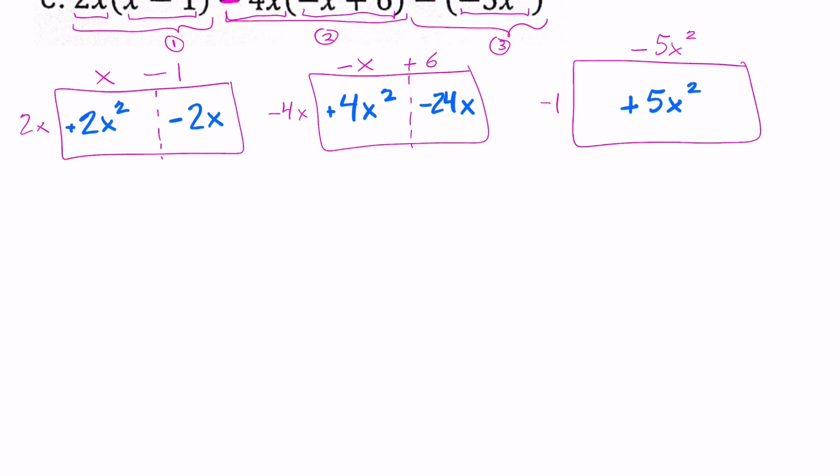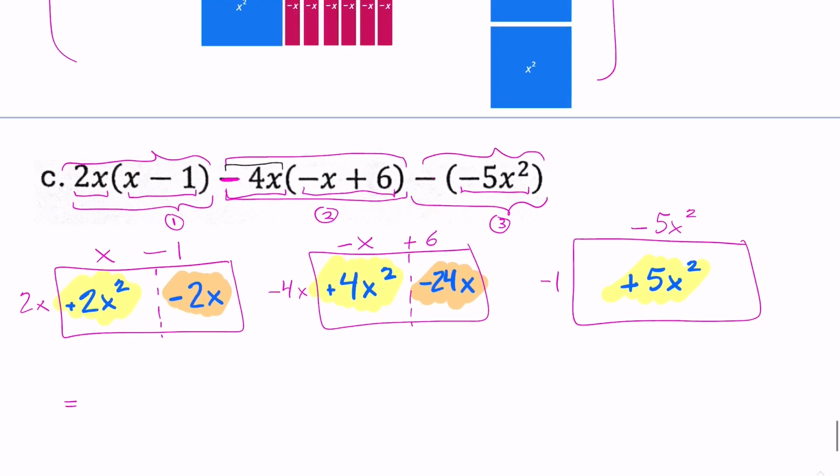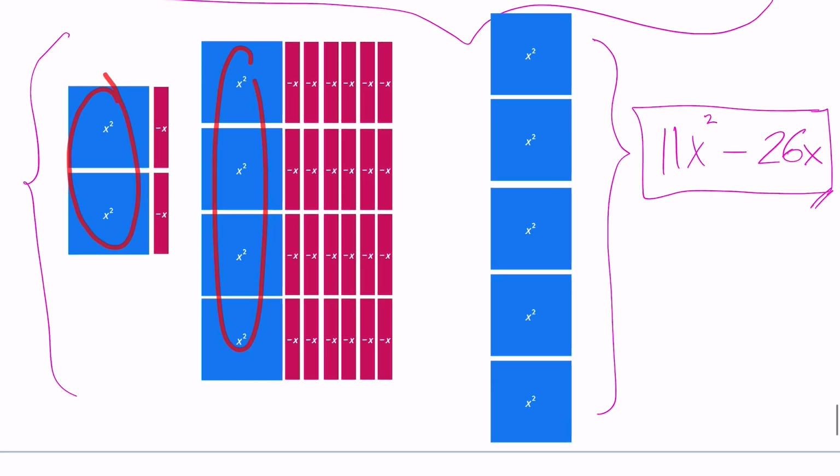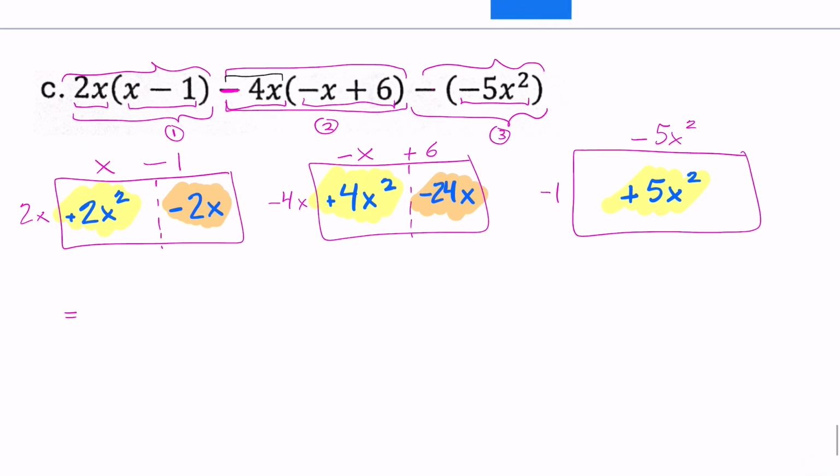If I'm using my highlighter, the yellow stuff is all one family, right? X squared, x squared, x squared. And the different color, the orange stuff, is another family, the x family. So now I combine the stuff, so I get 2 plus 4, right? 2x squared plus 4x squared. I get 6x squared. That comes from right here, right? 2x squared and 4x squared, 6x squared, and then I have 5x squared. That's where the 5x squared comes from. And so I have 11x squared.